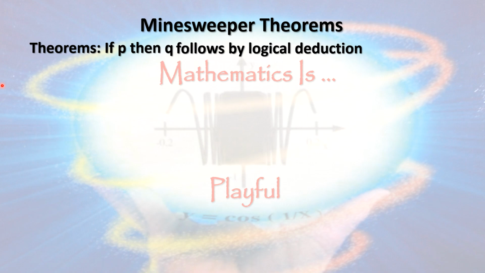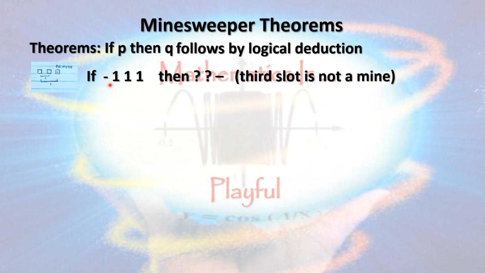Now that is all starting to sound rather grand and perhaps frightening. To lighten the mood, note that we've already proven a couple of theorems. For example, if you have a 1-1-1 pattern with no undetermined sites to the left, then that third site does not contain a mine. We used that twice above.